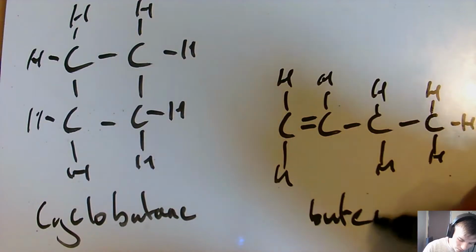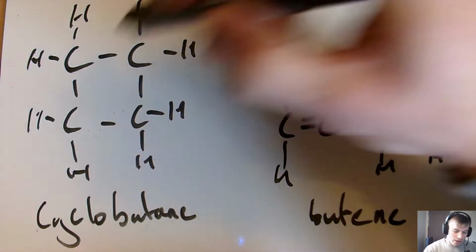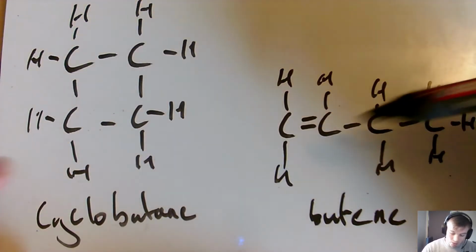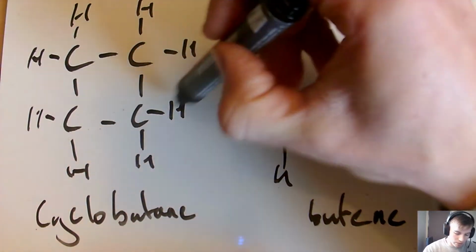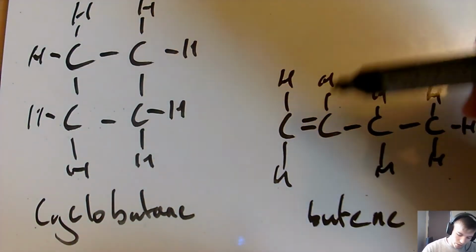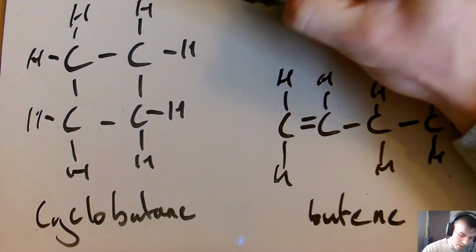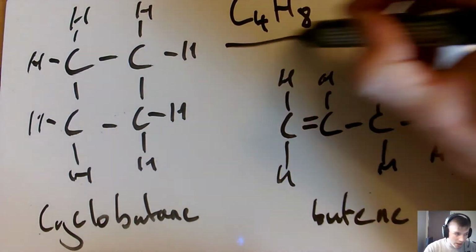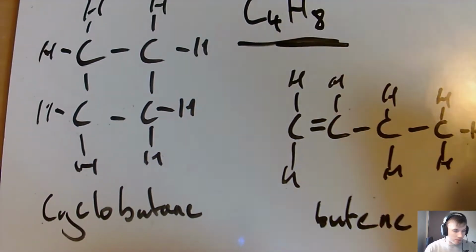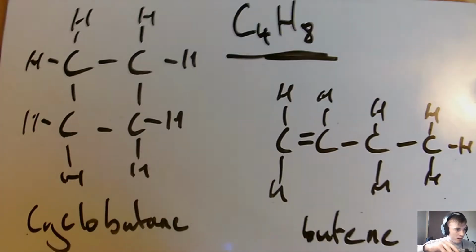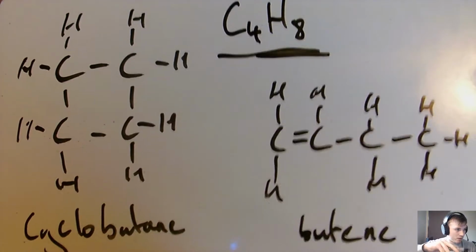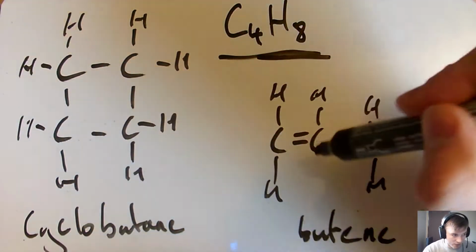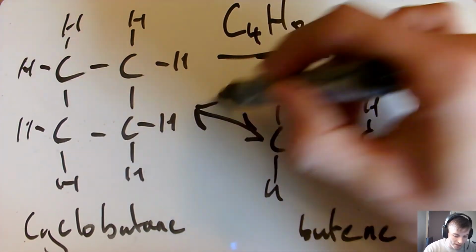And I have some butene. Both have 1, 2, 3, 4 carbons and 1, 2, 3, 4, 5, 6, 7, 8 hydrogens. So they're both C4H8, the same molecular formula. But they both have different structures, as you can see, both vastly different.